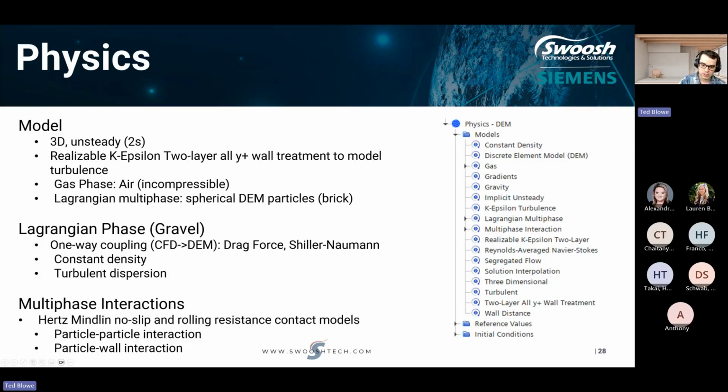I also include turbulent dispersion in this model, and this controls how turbulence in the fluid phase influences the particle motion. And the particle behavior in this application is largely driven by the gas particle interaction and the turbulence created by the bend.